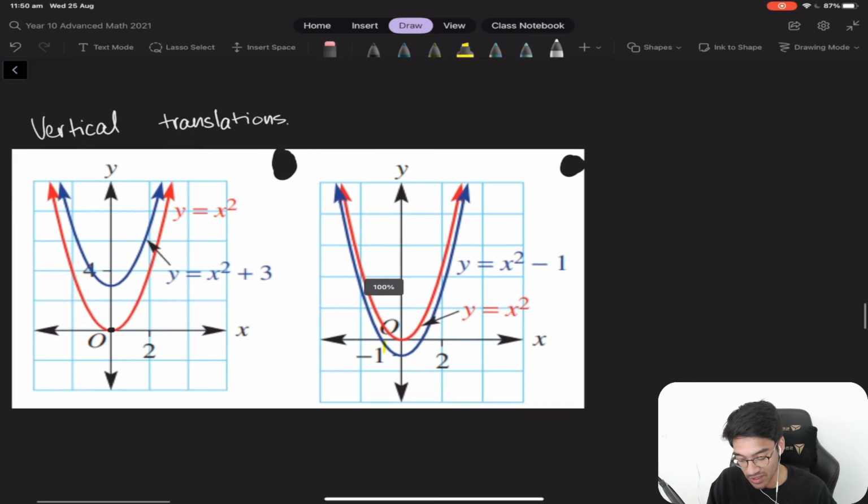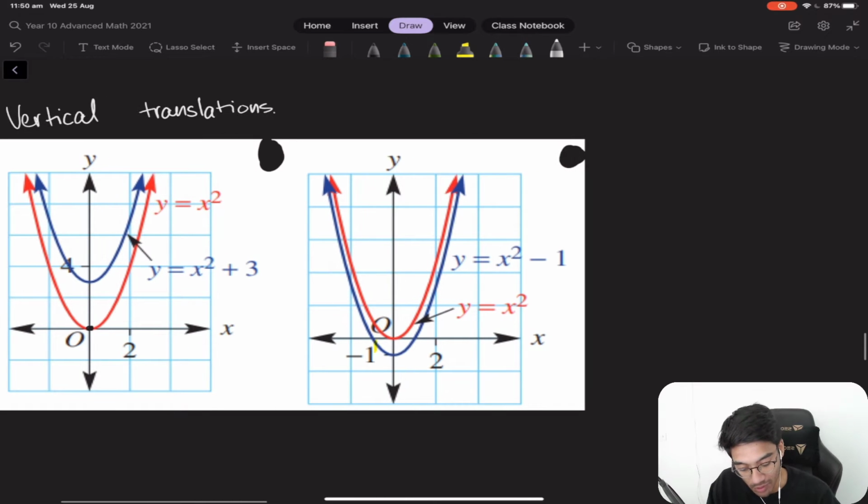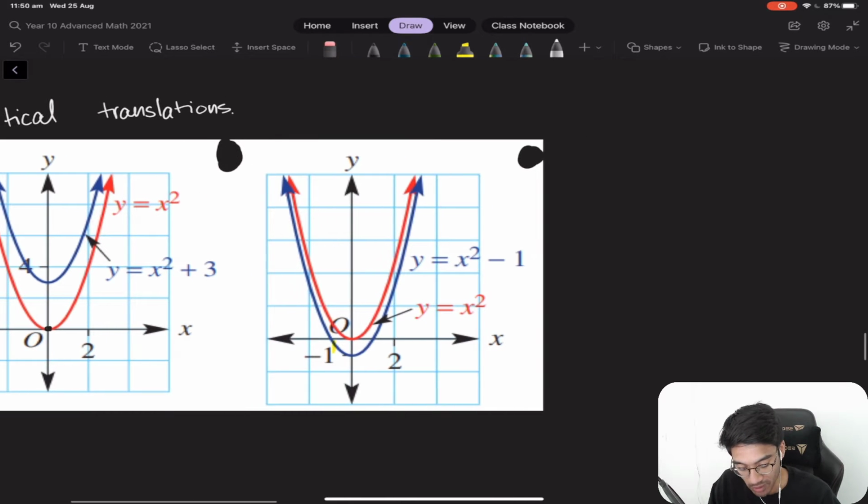Let's move on to vertical translations. So we just talked about horizontal translations. I'm just going to write the equation of a parabola again.